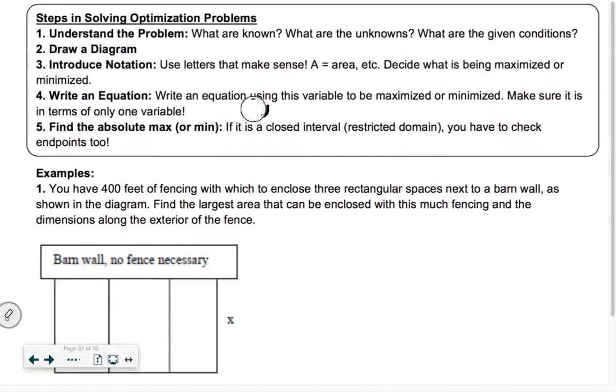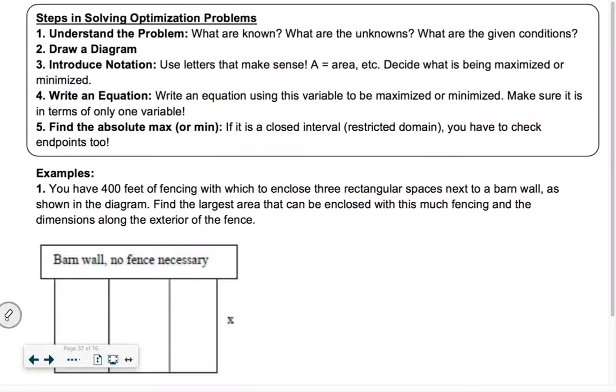Oh, so like if you have width is 1x but length is 3x. Yeah, something like that. And then find the absolute max or min, and don't forget that you might have endpoints. So sometimes the minimum volume for a box of cereal is to not have a volume at all. Does that make sense? Because it's nothing.